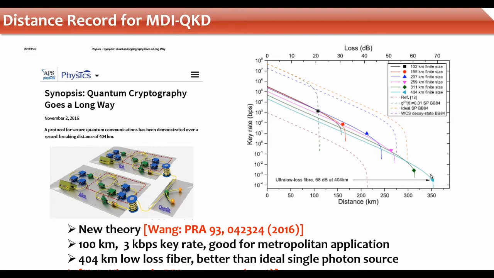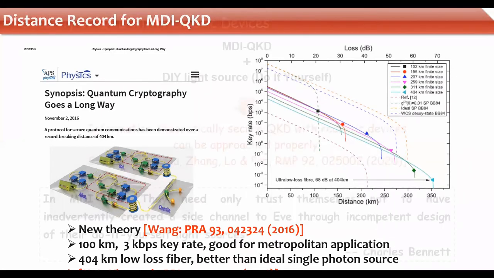In this one, you can see it's even longer. What is very interesting here is that at first people always think that we probably need an ideal single photon source. So people tried a lot on ideal single photon sources for QKD. But the problem is, for MDI QKD, at 404 kilometers it beat the ideal single photon source. It means that if you had an ideal single photon source, you couldn't go 404 kilometers with our system. So MDI is better in that sense for long distance.